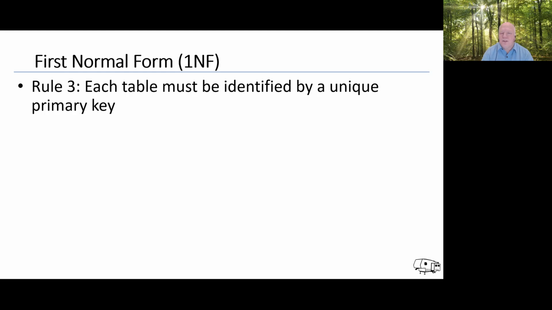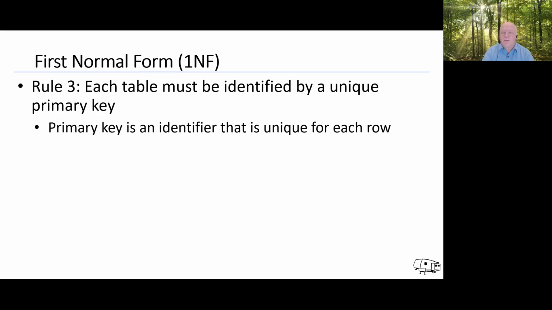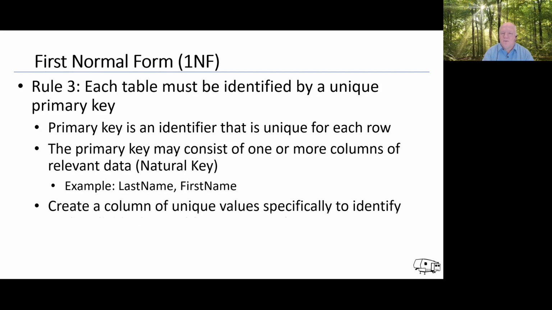The third rule is that each table must be identified by a unique primary key. This kind of goes back to what Codd was saying about the primary key is the whole key and nothing but the key, because that primary key uniquely identifies that particular record. You don't want to have a situation where I have a primary key plus something else. And so because the primary key is supposed to be that unique identifier for each row.